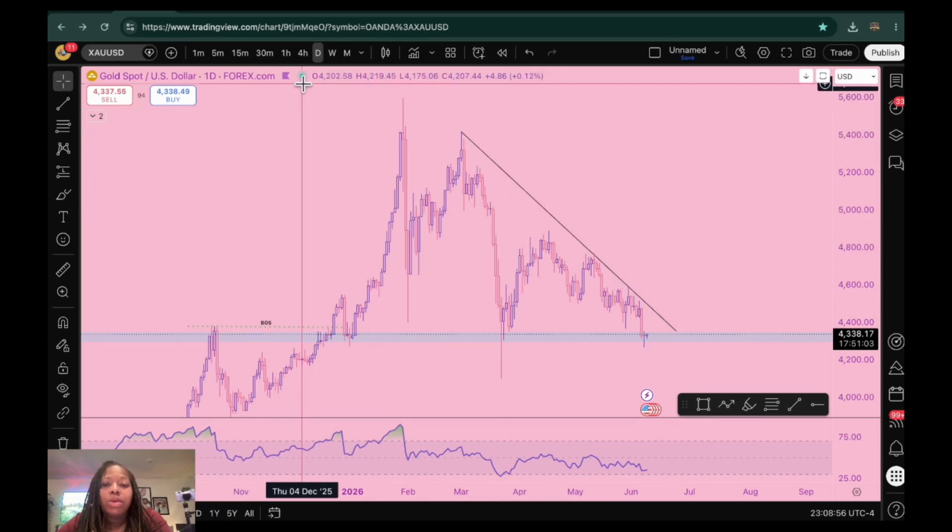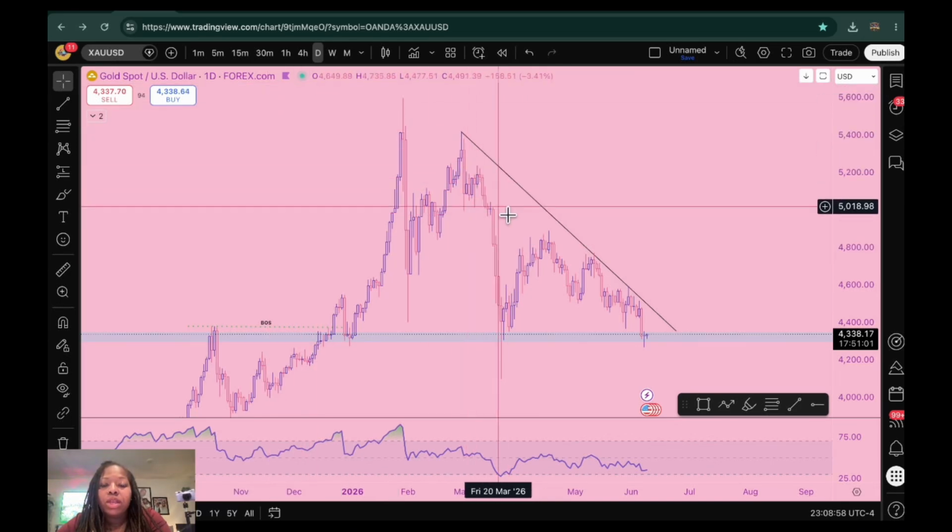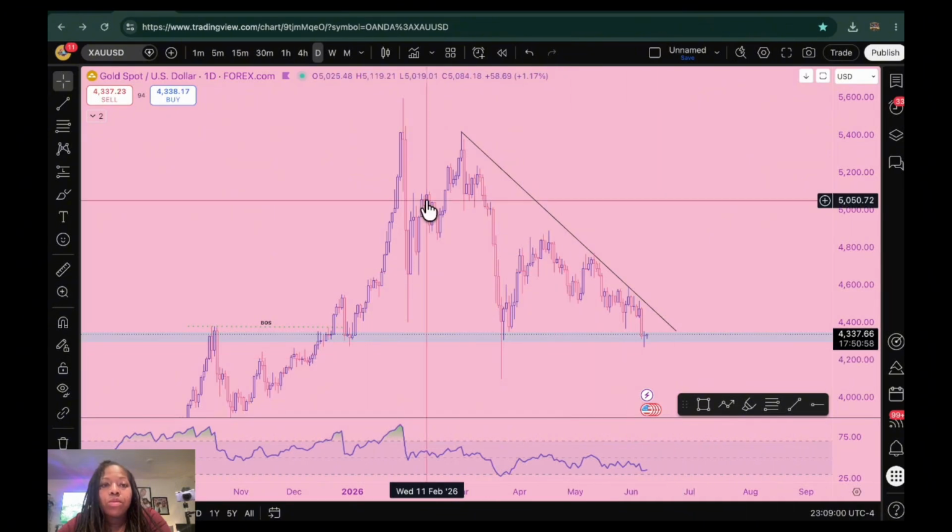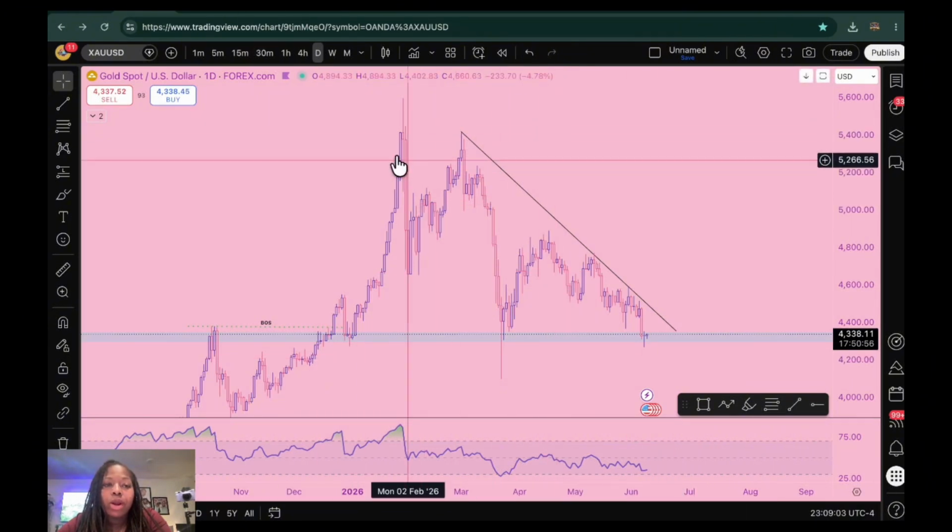So now I'm keeping that in mind. Now I know that we're making lower highs in the market. We're in a downtrend right now in the daily time frame. We go to the 4 hour.